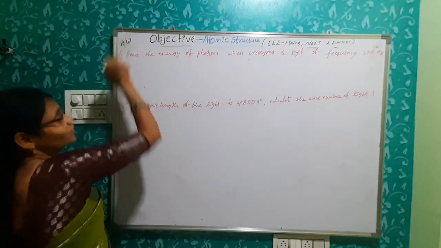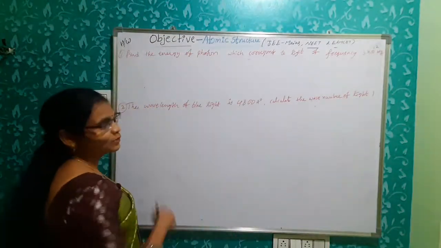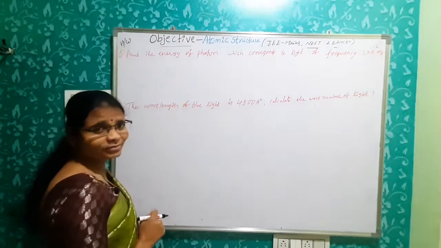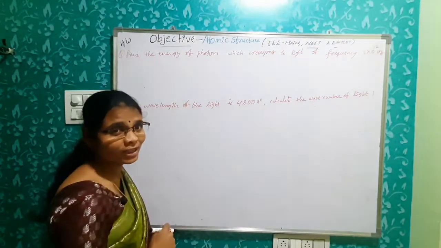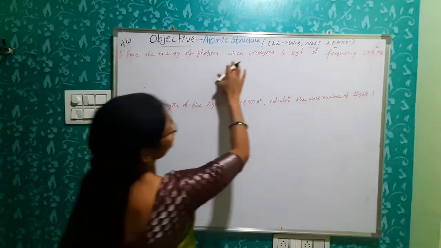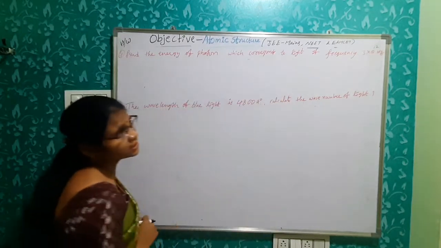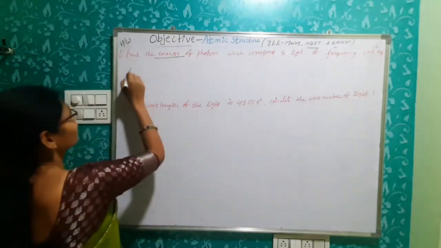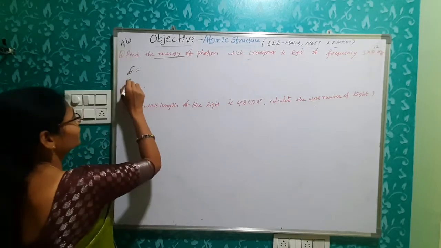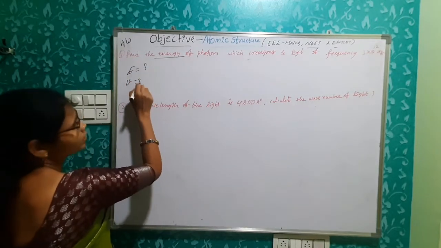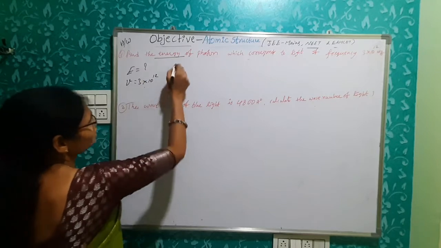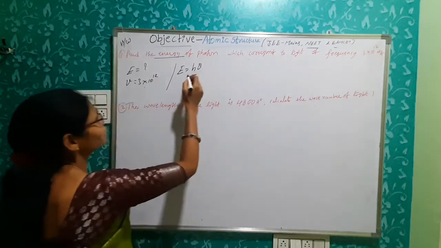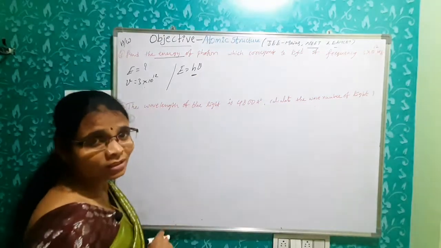These two problems are homework for you. Very simple problems. I will give you a hint. So you have to do them and write the answer in the chat box. Clear? So here, find the energy of photons which corresponds to light of frequency 3 into 10 power 12. Frequency is given, how much? 3 into 10 power 12 hertz. So what is the relation? E is equal to h nu only. We know the h value very well, and it is multiplied with the frequency.